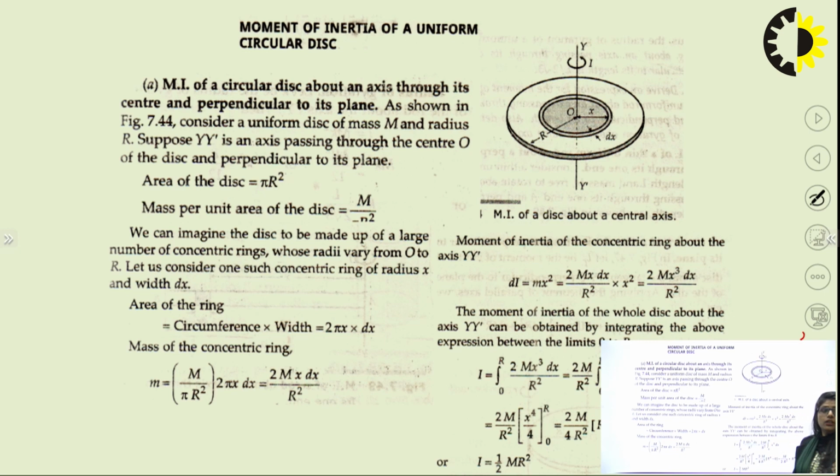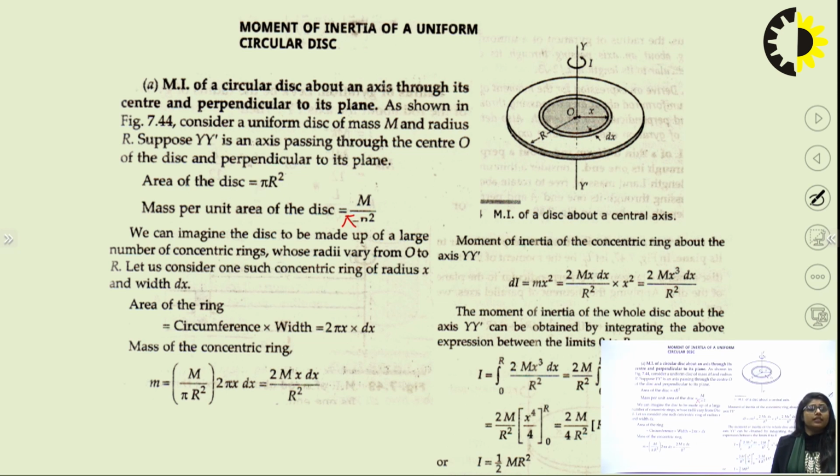The area of this particular disc is easily found. It is a circular plate, so I can easily say that the area of the disc is pi r square. When I need to find the mass per unit area of the disc, I simply say mass upon pi r square, since pi r square is the area.